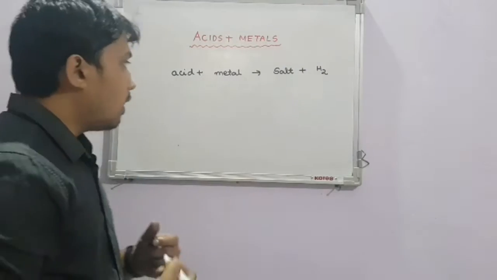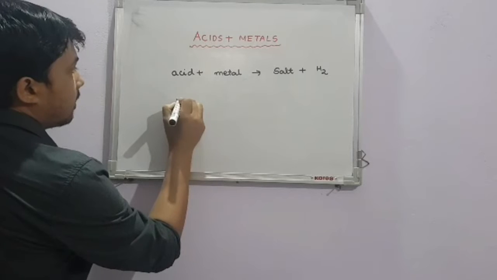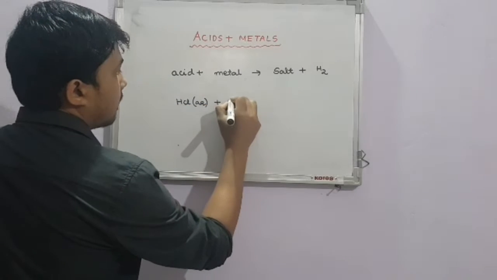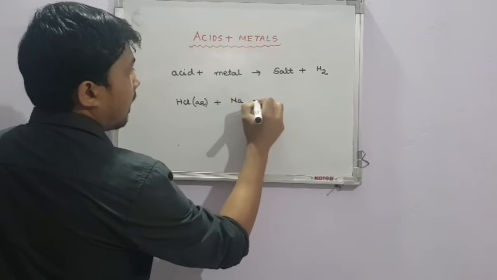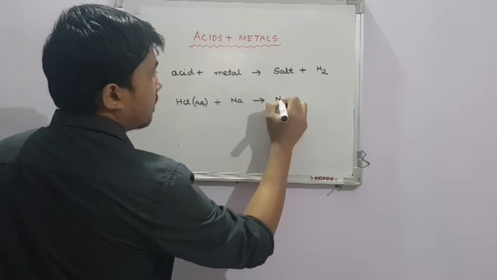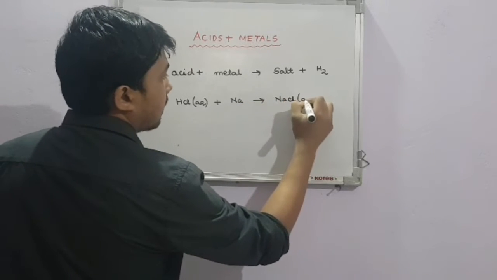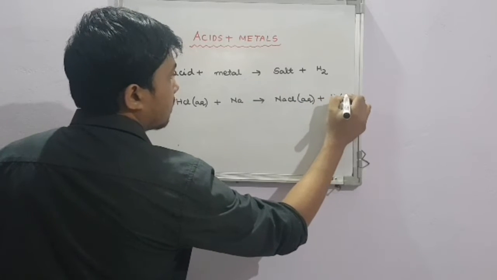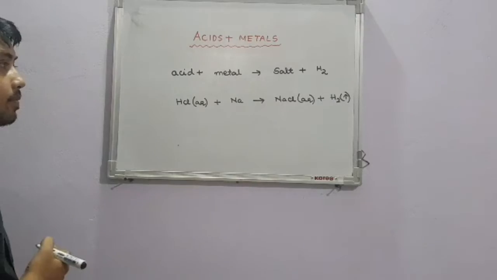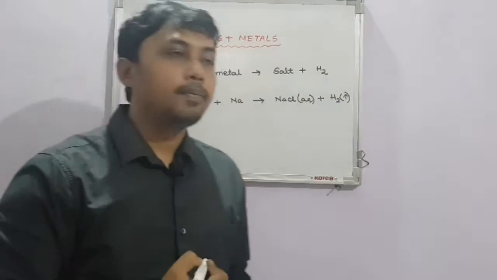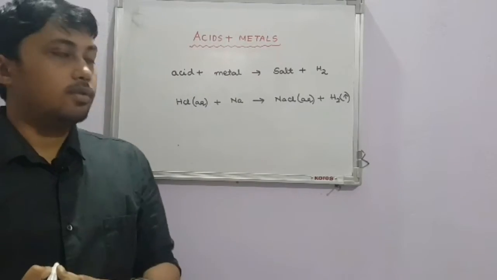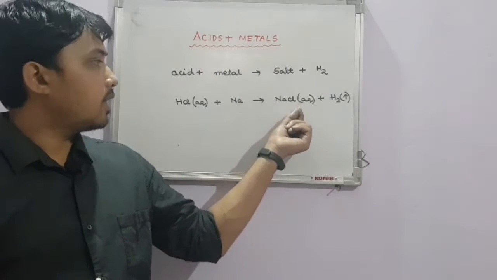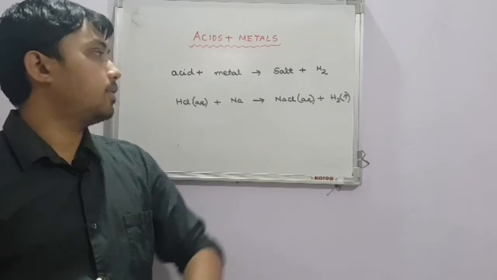This is the general equation. If I take an example, let's take the acid HCl (aqueous) plus a metal, let's say Na, sodium. If I allow it to react, I'll get NaCl, that is again aqueous because it is a salt, and I'll get hydrogen gas. Hydrogen is a gas, right? And obviously sodium is a metal. So if I allow this kind of reaction, then as you can see, you have a salt, sodium chloride, NaCl, and a gas, that is hydrogen.